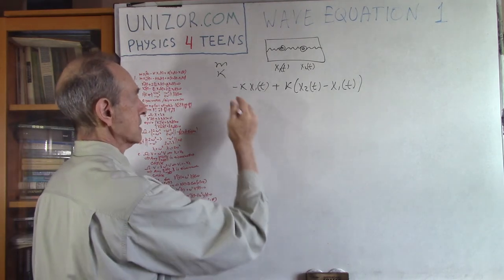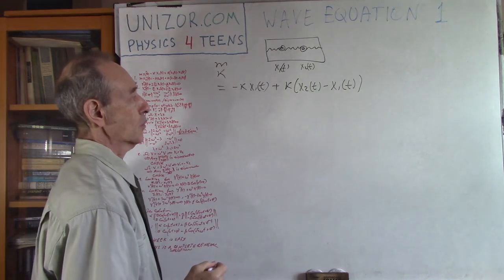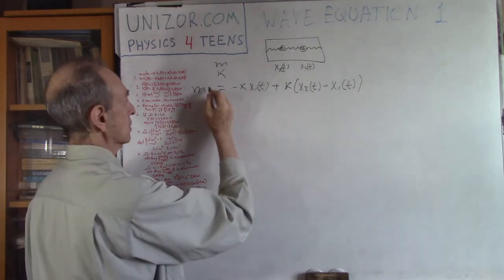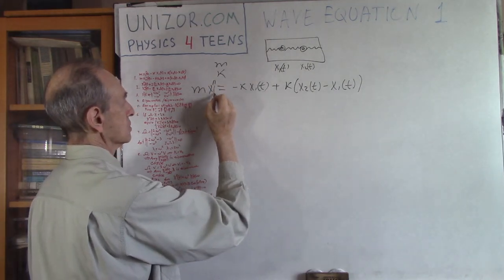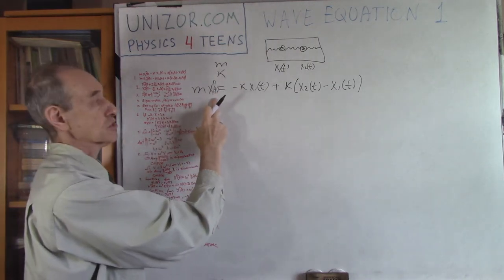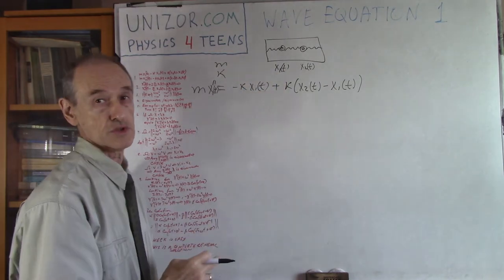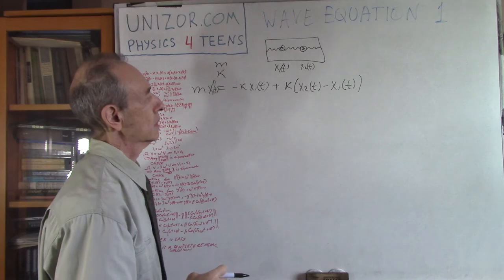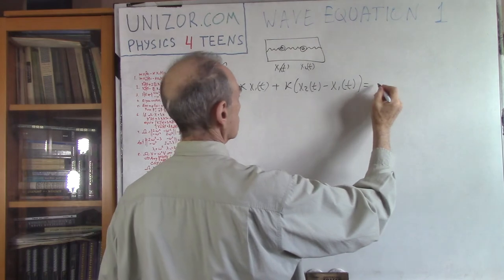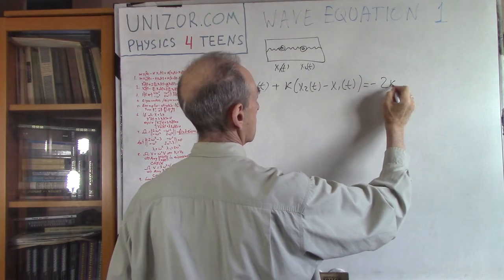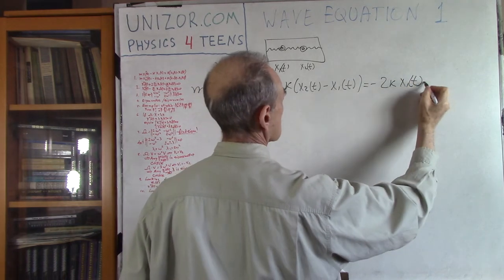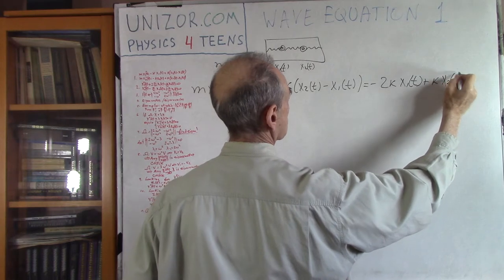So this is basically the total force which acts on this molecule, and that's why, according to Newton's second law, this is the mass times acceleration. m times x1 double prime of t is equal to minus 2k x1 of t plus k x2 of t.